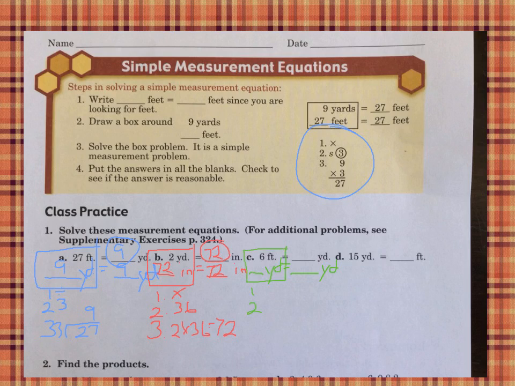One, two, three, dot, dot, dot. Okay, we're going from feet to yards. Are we going larger to smaller or smaller to larger? Well, a foot is smaller than a yard, so we're going smaller to larger. That means we need to divide.